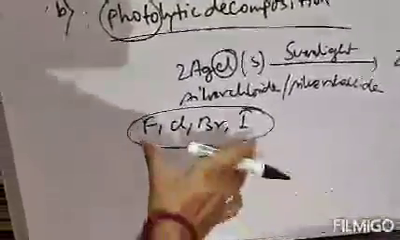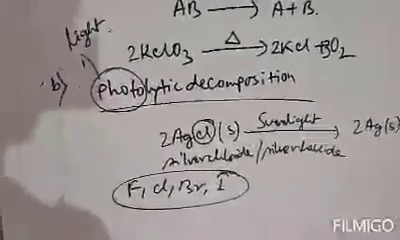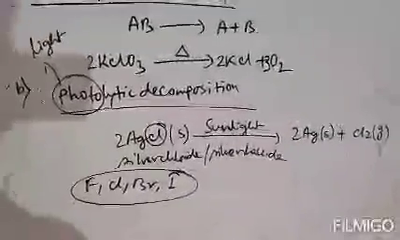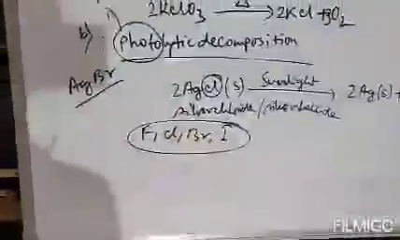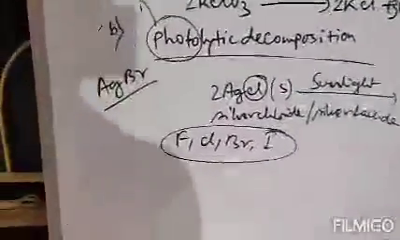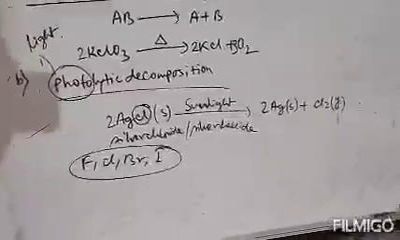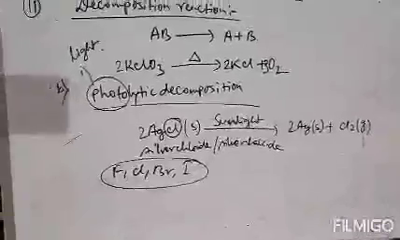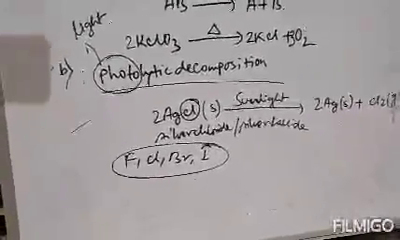Clear? Therefore whenever these halogens combine with any other metal or any other element, that compound will be termed as a halide. That means AgCl, where Ag is silver, is termed as silver halide. If we take AgBr, it will be termed as silver bromide. So whenever a halogen combines with any other metal or element, it is termed as a halide compound. Here the halogen is chlorine, therefore it is termed as silver chloride or silver halide.